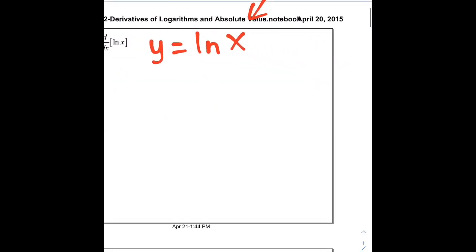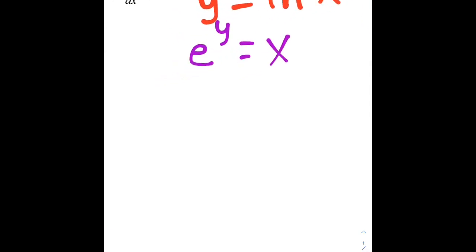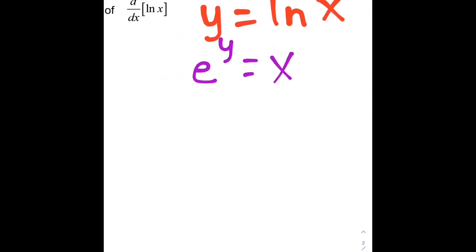Friends, we are going to exponentiate this. What do I mean by that? Doesn't this mean y equals the log base e of x? And when we exponentiate and put this in exponential form, don't I have base e? A log is an exponent, so e to the power of y equals my argument, which is x. These two statements are exactly the same. Well, why do we want to do this? Because now I can differentiate both sides.